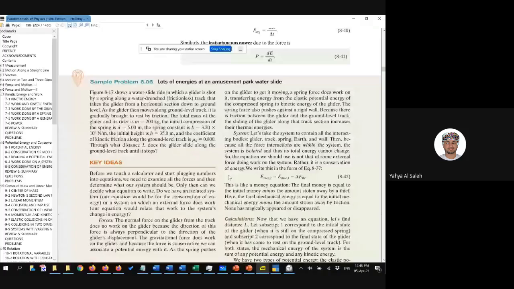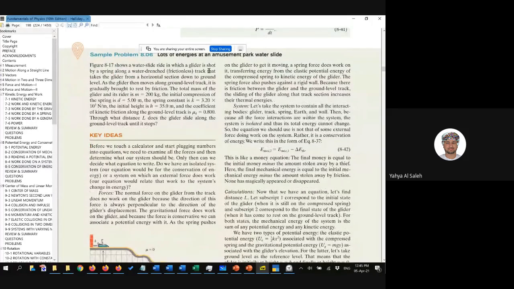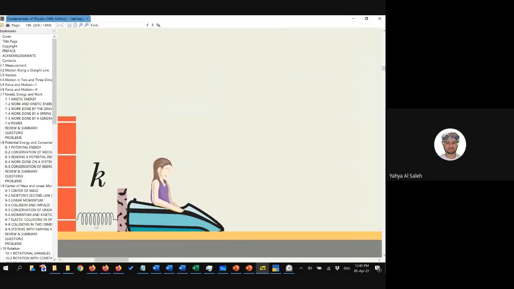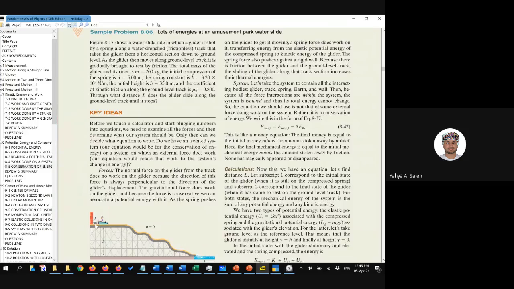Another water park slide. And this is, for example, how some real applications in the world work. So we have a water slide in which a glider is shot by a spring. So you have a spring at the beginning here, look. And it shoots you in a ride, okay? You glide down, first horizontally and then down. Now the actual slide is frictionless. There's a lot of water on it. This is like Wild Wadi.